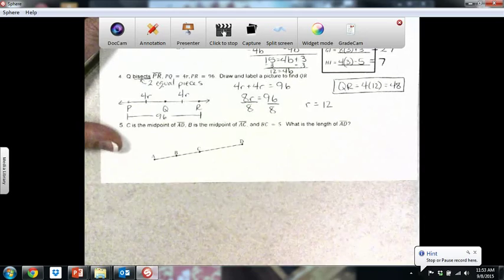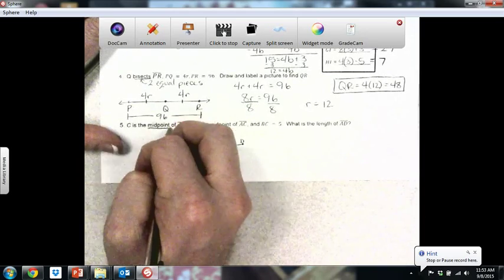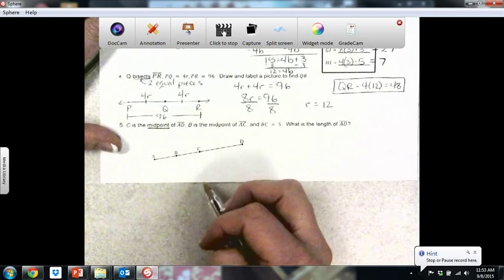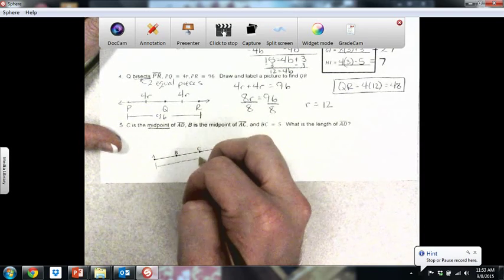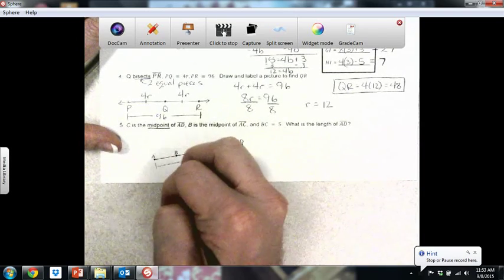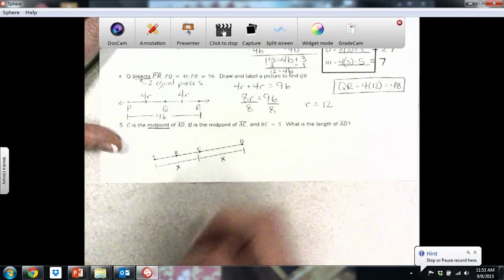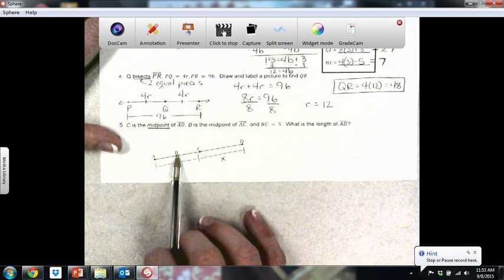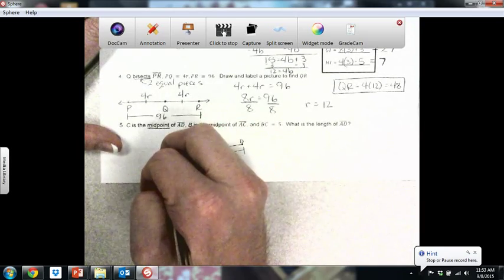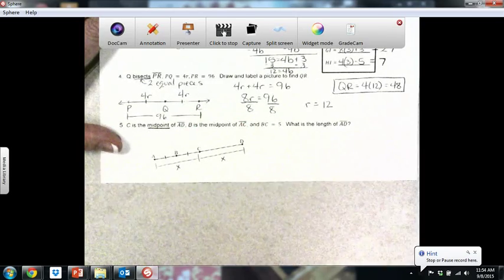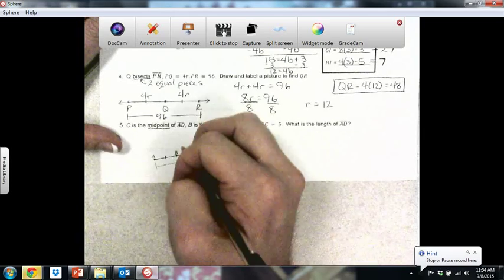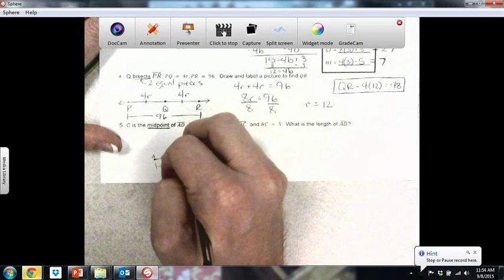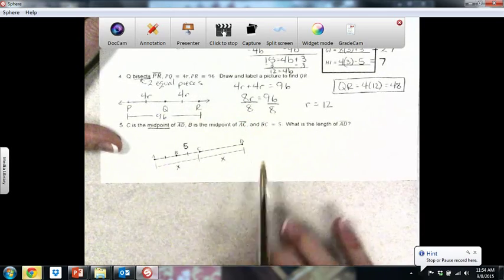Question number 5 uses similar vocabulary, but now it's the word midpoint. C is the midpoint of AB. So this piece and this piece are the same length. I'm going to label them both X. Then it says that B is the midpoint of AC. So this is cutting this into two equal pieces as well. And they tell me that BC is 5. That's this distance here. They want us to find the length of the whole line.